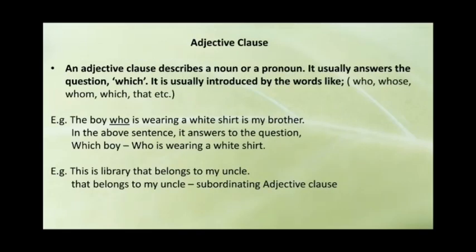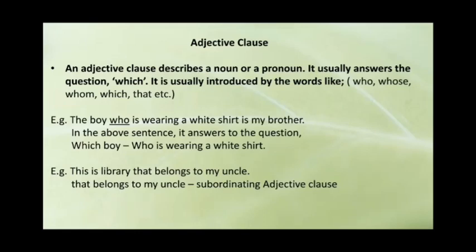Next is the adjective clause. An adjective clause describes a noun or a pronoun. It usually answers the question which. So whenever you want to find out if your sentence has an adjective clause, that is a subordinate clause, then try to ask the question which. It is usually introduced by the words like who, whose, whom, which, that, etc.